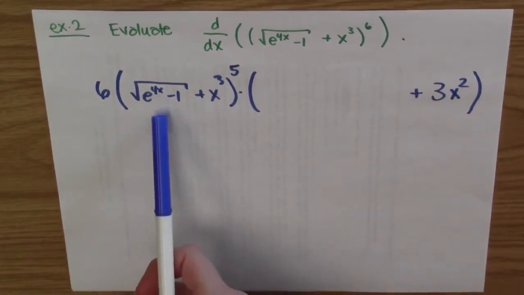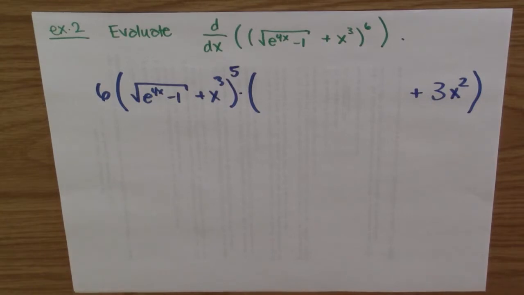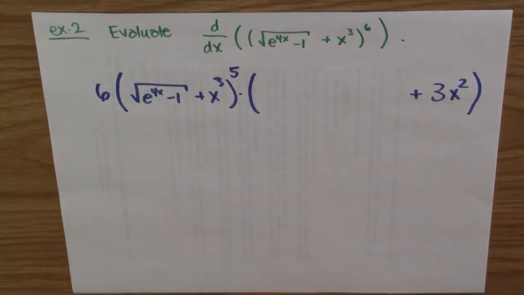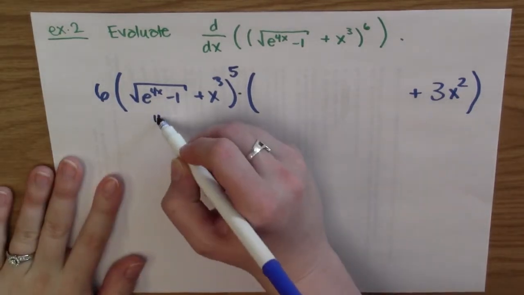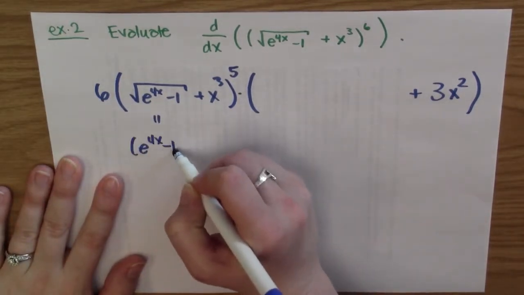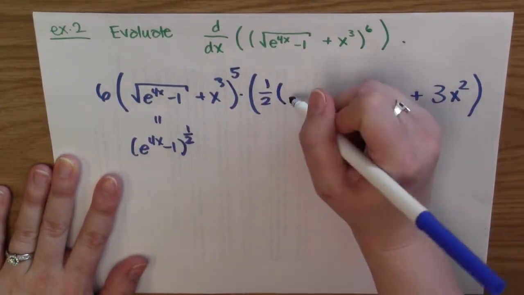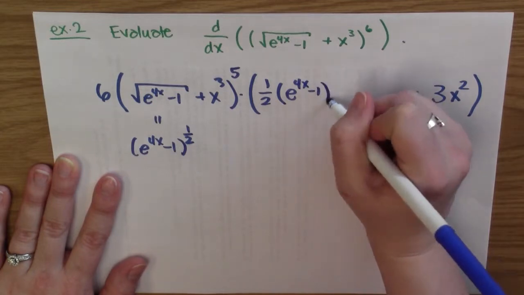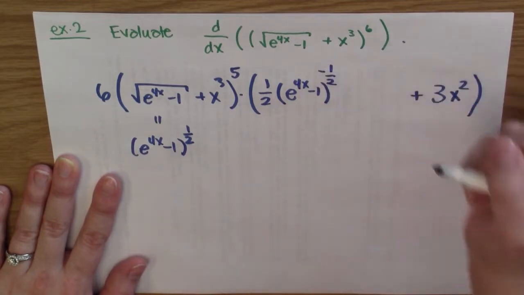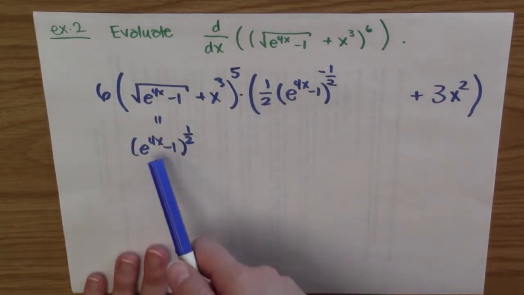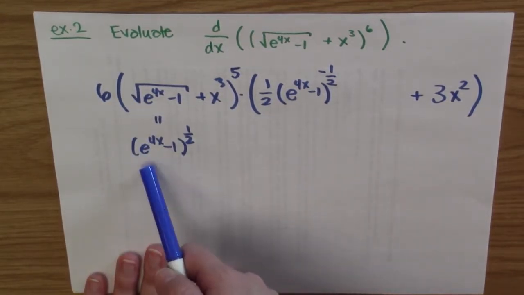Okay, so now let's worry about this derivative of the square root of e to the 4x minus 1. Again, I want to find the next innermost function, and that's going to be this square root. I'm going to use the power rule again and think of the square root as e to the 4x minus 1 all raised to the 1/2 power. So I have 1/2 times e to the 4x minus 1 to the 1/2 minus 1, which is a negative 1/2 power.